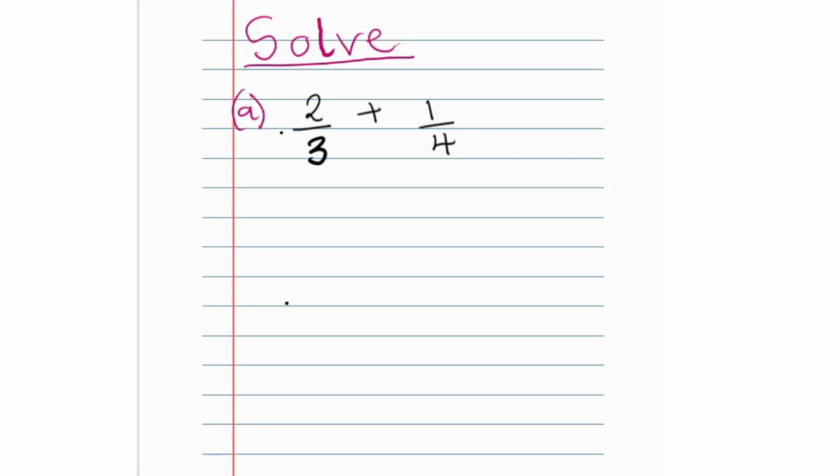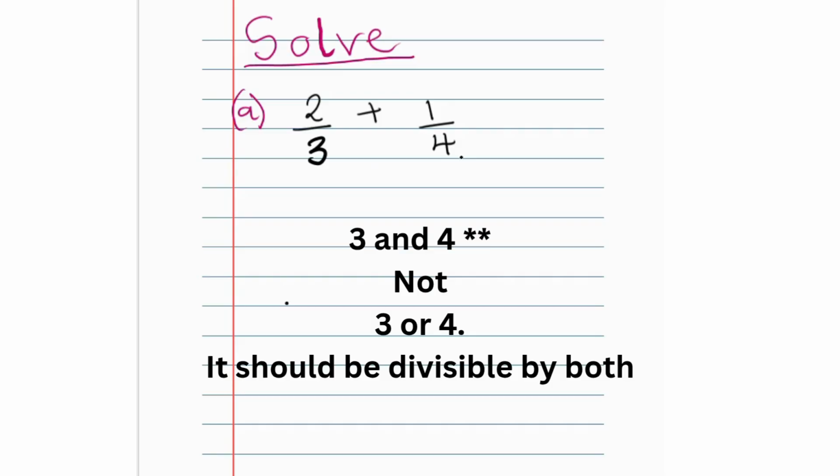Let's talk about adding fractions together. So when you get fractions that have different denominators, the first thing that you would want to do is to make sure that their denominators are the same. So what we need to find first is what we call a common denominator.